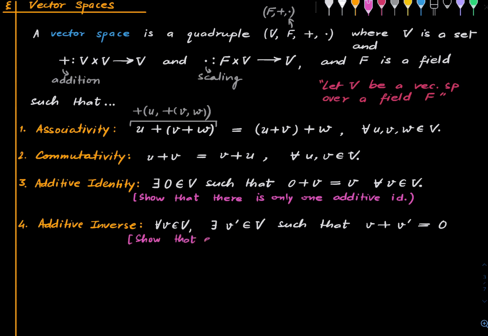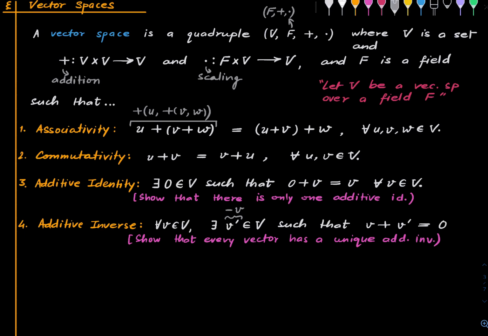So that every vector has a unique additive inverse. And the additive inverse is denoted by minus V. So instead of V prime, we will use the symbol minus V. Okay, that is the symbol that we will use. So just be mindful of that.